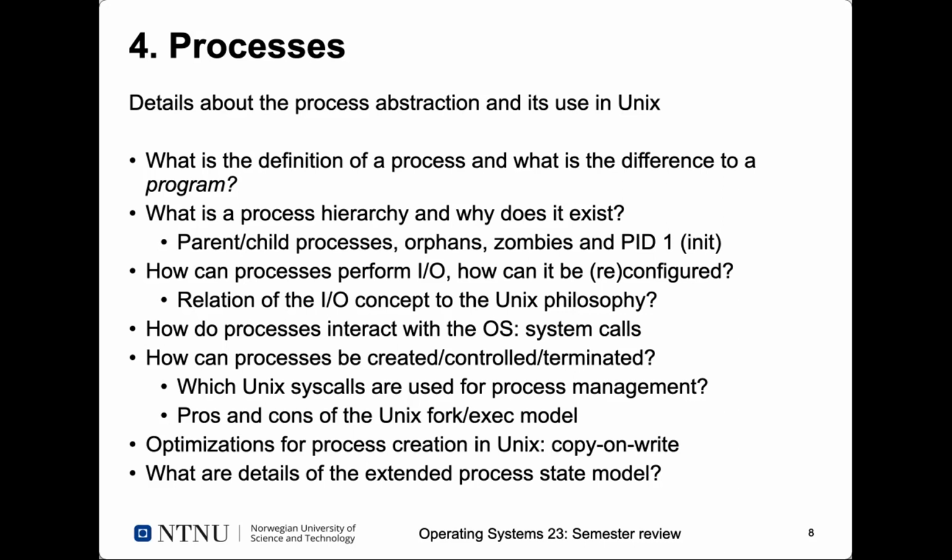And then we talked about how to create, control, and terminate processes. So we had fork and exec, we had kill, and several other calls. So which Unix syscalls are used for process management. And we've also discussed the pros and cons of the Unix fork and exec model. You should also know a bit about optimizations that are done in Unix for process creation. So fork uses in most implementations a special copy on write model. You should know why it is done, what the interaction is, what does it actually optimize.